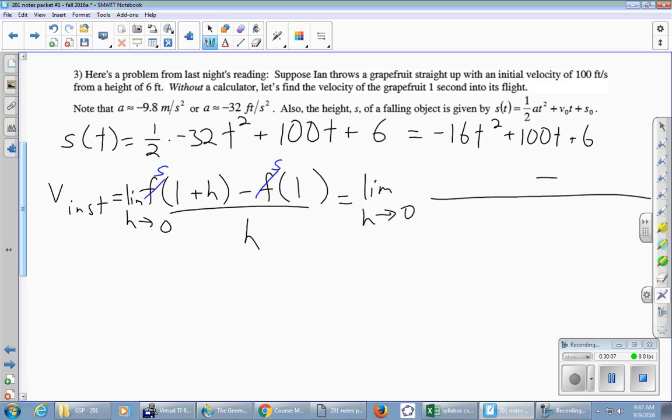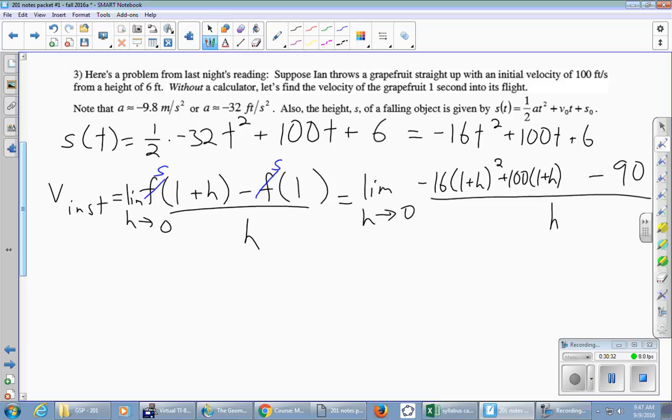Is that 90? Somebody help me out. 90? No? Okay. Just plugging 1 in. I'll copy the h. The first part is the trickiest part. S of 1 plus h. All of the t's become what? 1 plus h. All the t's become 1 plus h. So we go negative 16, 1 plus h squared, plus 100, 1 plus h, plus 6. I'm going to highlight all of that is that. That 90 is S of 1. Okay? That's the tricky part. All the t's became 1 plus h.